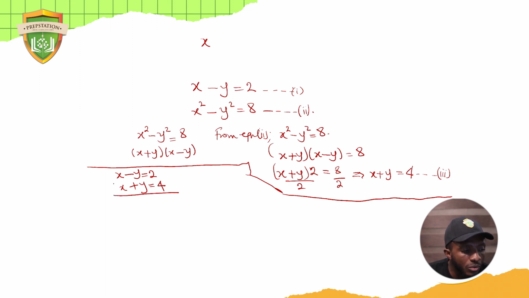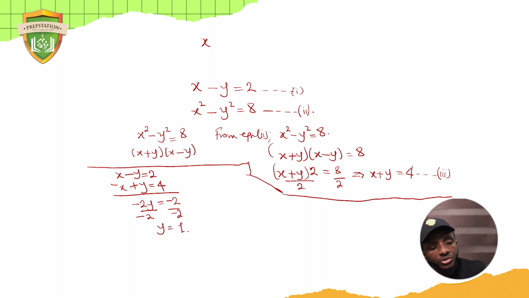What do we do? We just subtract. X minus x is 0. Minus y minus plus y is minus 2y. 2 minus 4 is minus 2. So if we divide both sides by minus 2, my y becomes equal to 1.